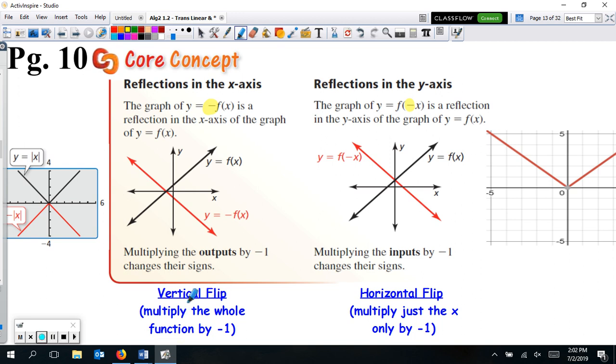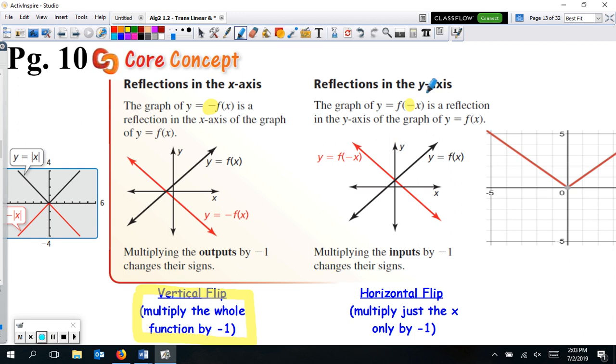It's a vertical flip. So if we keep that vertical and horizontal words, make sure you write this down here. I'll highlight the vertical like that, and put this underneath this one. For reflection in the x-axis, it's a vertical flip because you're flipping it over the x-axis. And so you want to multiply the entire function, the whole function, by negative 1. That's what we're doing here: the whole f of x function, whatever that is, you're going to put that in a parenthesis and multiply the whole thing by a negative.